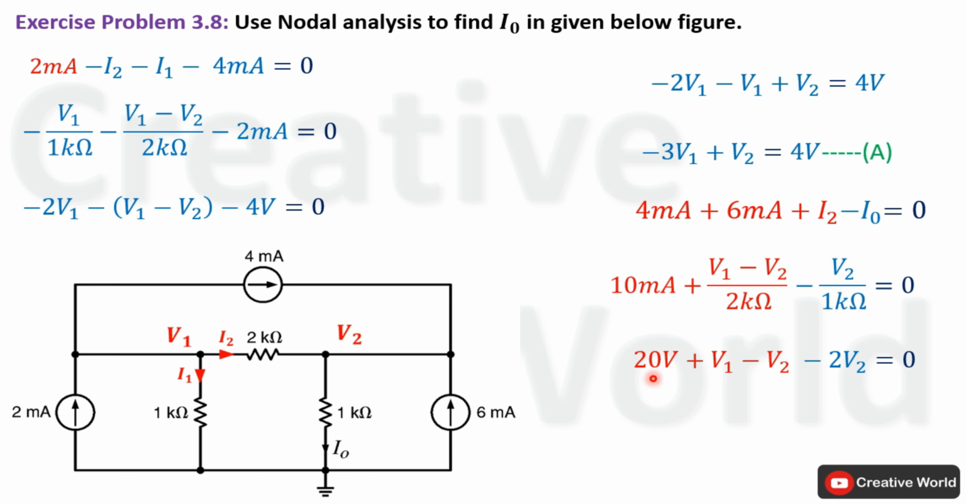Now place this constant value on the other hand side of equal and add values having same variables together. The equation will become V1 minus 3V2 equal to minus 20 volt. We cannot further solve this equation, so leave it for now and label it as equation B. It is the second node voltage equation of this network.